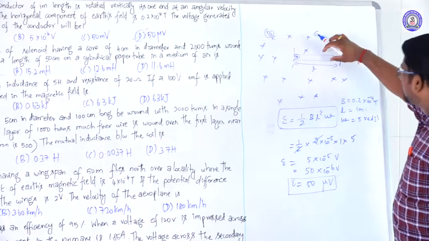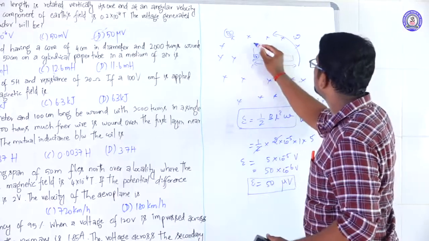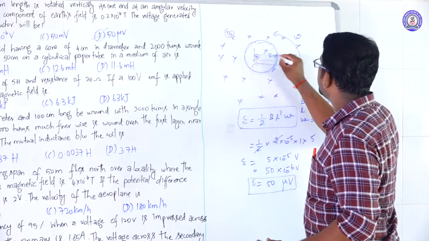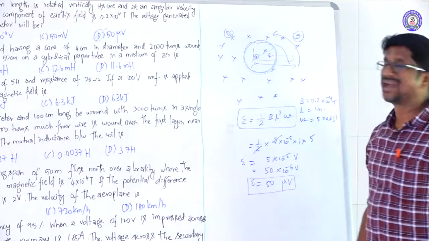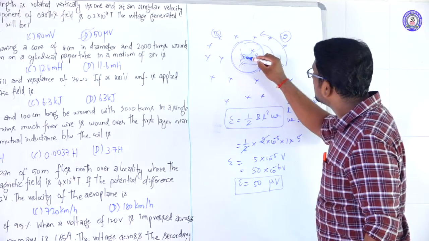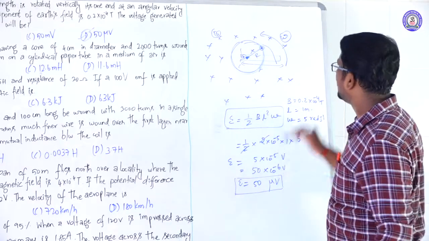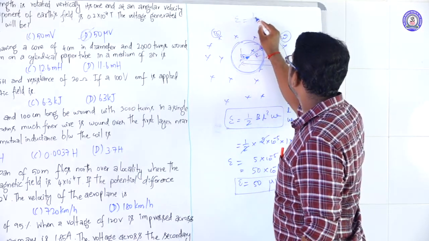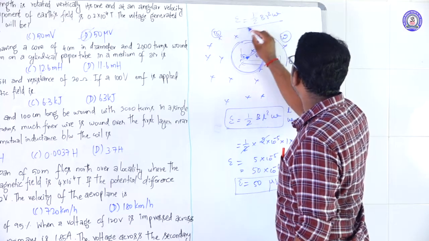Suppose instead of the uniform metallic rod, there is a circular disc of radius R, which is rotating with an angular velocity of omega in the uniform magnetic field. Then the EMF induced between the center and the edge of the rotating disc is given by the formula E is equal to half B R square into omega.